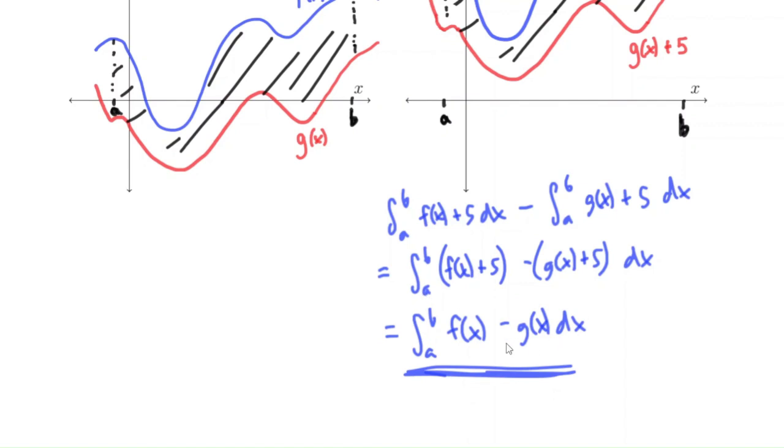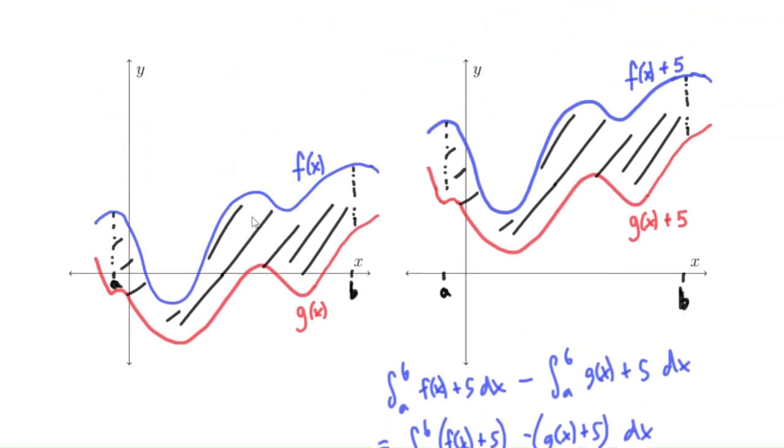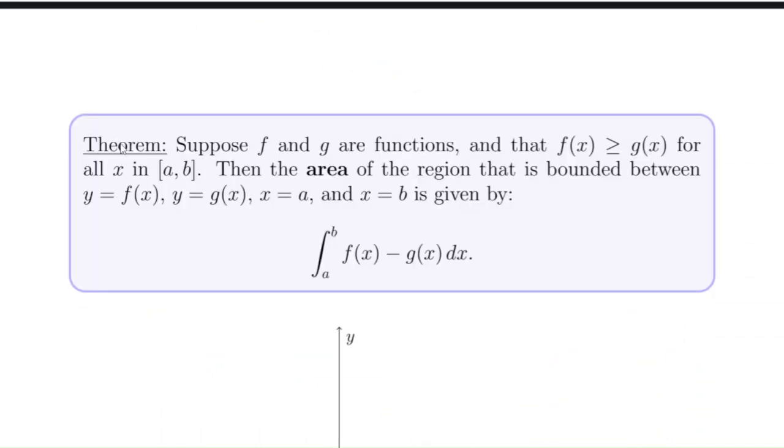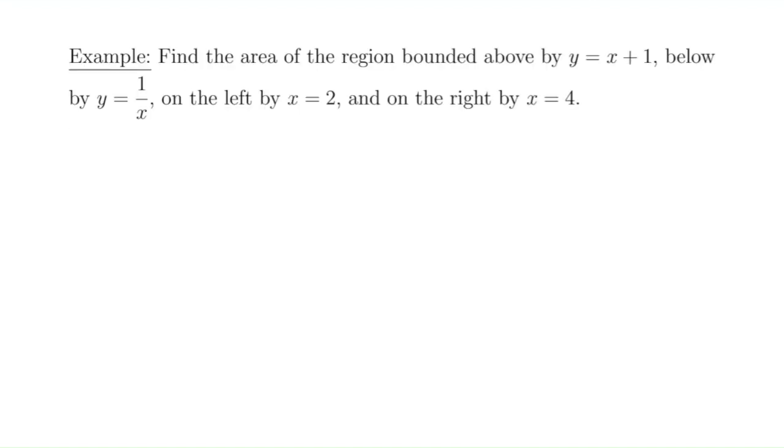So the point is, this formula for the area works no matter how these functions are positioned, as long as the graph of f lies above the graph of g on our interval a to b. So here's our theorem. Suppose f and g are functions and that f of x is greater than or equal to g of x for all x in this interval a to b. Again, that just means the graph of f lies above the graph of g, then the area of the region that's bounded between the two curves, f of x and g of x, and that's between x equals a and x equals b, is given by this formula. Let's do a couple examples.